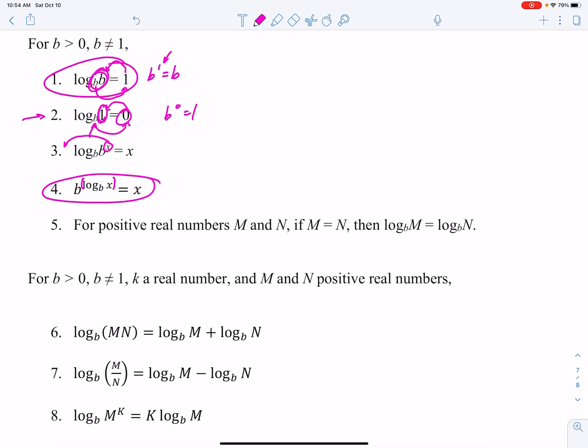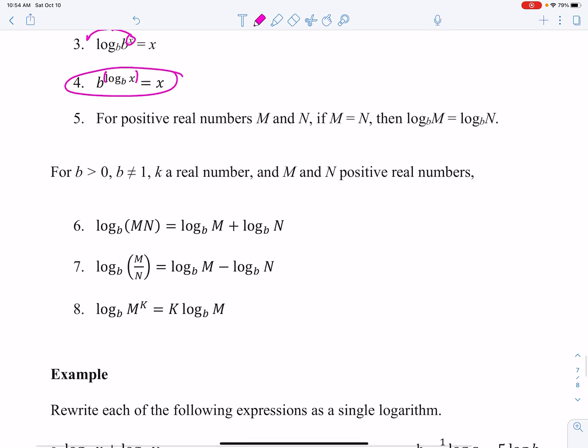Number 5, for positive real numbers m and n, if m equals n, then log base b of m equals log base b of n. In other words, it's an algebraic step. It means you're allowed to take the logarithm of both sides of an equation. It's going to help you solve problems. These are very important as well. The other 5 are as well, but you need to know these.